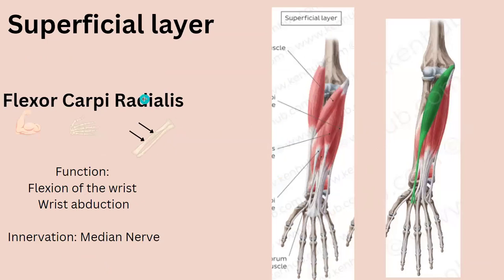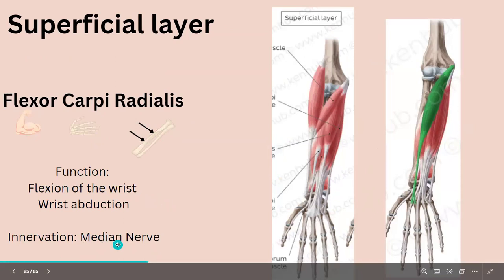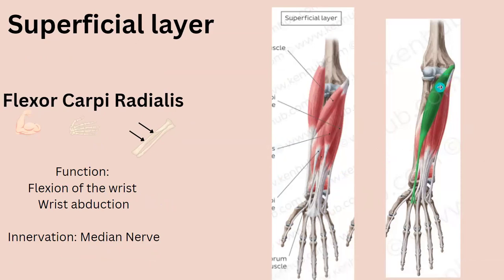Now, your second muscle is the flexor carpi radialis. Again, from the name, flexor, it flexes, carpi, the carpals, and radialis, it sits on the radial bone. So the function is flexion of the wrist and wrist abduction. The muscle gets innervation from the median nerve. You can see this here, right? This right here is the flexor carpi radialis.